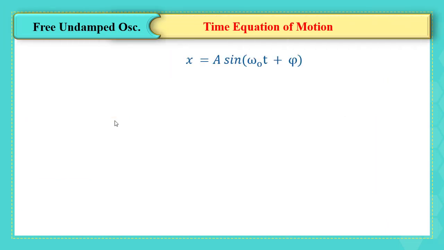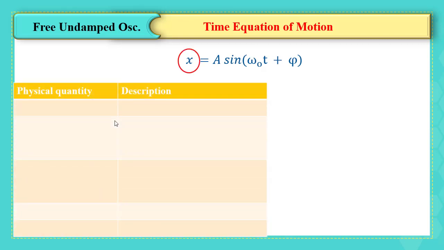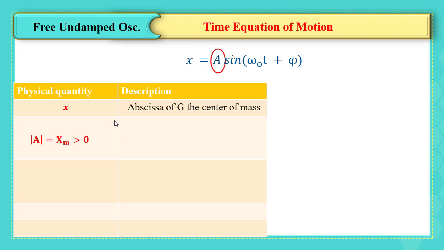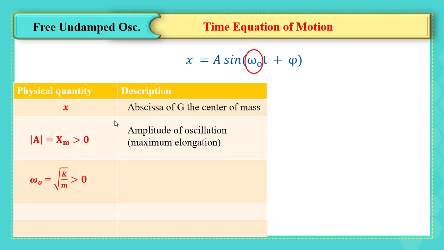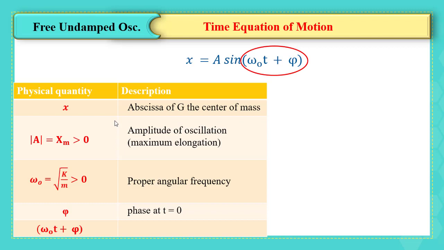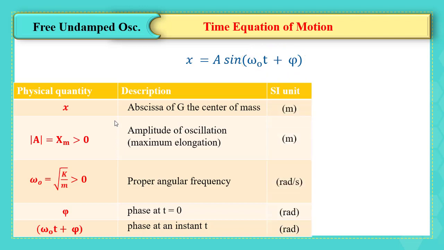Now, what is the physical meaning of each factor of the time equation? Take x equals A sine(omega 0 t plus phi). x is the abscissa of G, the center of mass. The absolute value of A is xm, the maximum displacement, which is always positive. Omega 0, which is radical k over m, is always positive; it is the proper angular frequency. Phi is the phase at t equals 0, and finally omega 0 t plus phi is the phase at an instant t.